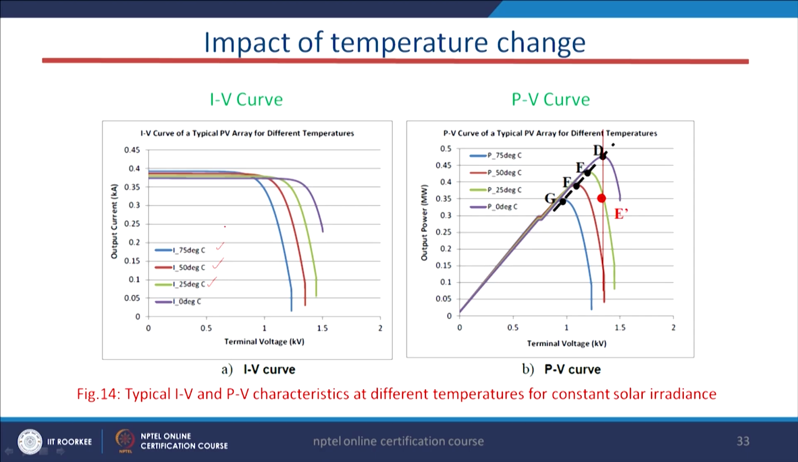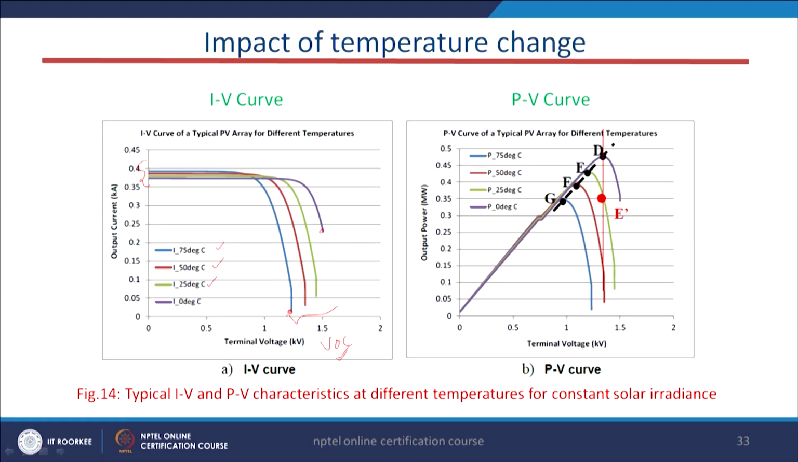If the temperature varies, then in the VI characteristics, if you see, the short circuit current remains constant and the open circuit voltage VOC will vary. If the temperature is high, then the open circuit voltage will be less, and if the temperature is low, then the open circuit voltage will be high. This is because with temperature the photon rate increases and the reverse saturation current through the diode increases, and as a result the band gap will also reduce. Due to that, this VOC will be reduced.